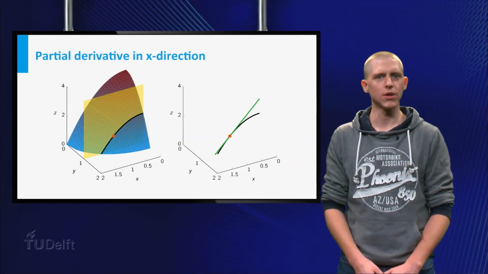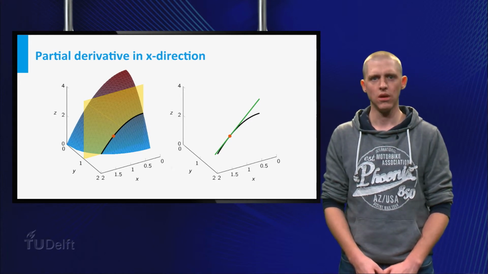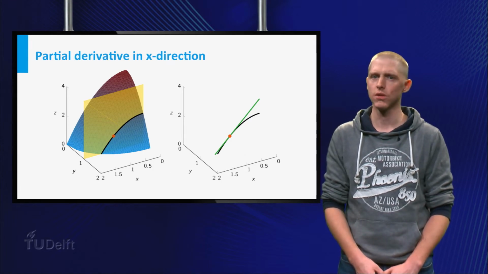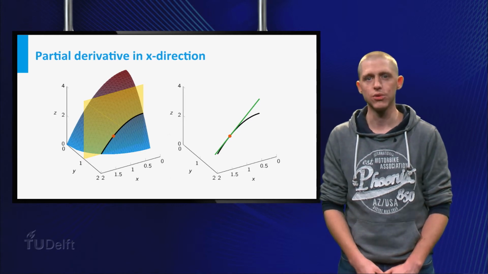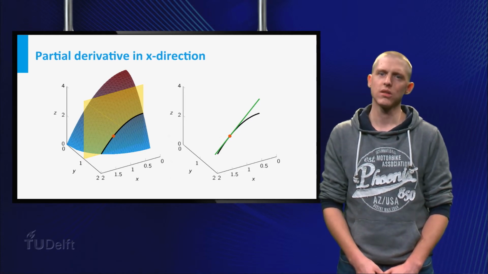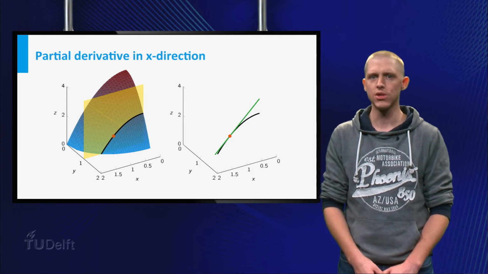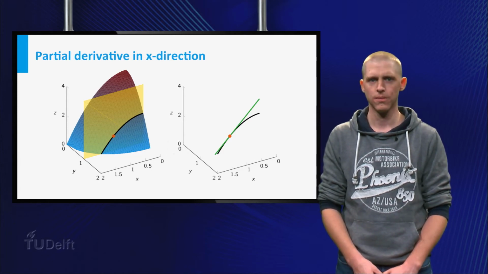What is the geometric interpretation of the quantity f subscript x of (a, b)? Well, if c1 denotes the black curve, which is the intersection of the graph of the function and the yellow plane with equation y is equal to b, then f_x(a, b) is equal to the slope of the tangent line to c1 at the orange point (a, b, f of (a, b)) in three-dimensional space.